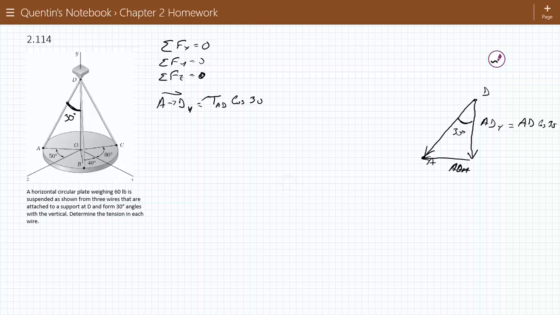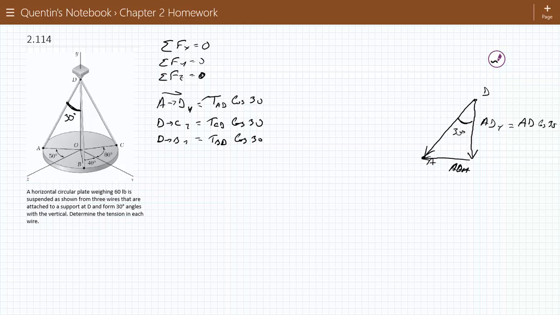So D to C in the y is going to be T CD cosine of 30, and the last one, D to B in the y, is going to be T BD cosine of 30. Okay, so good.